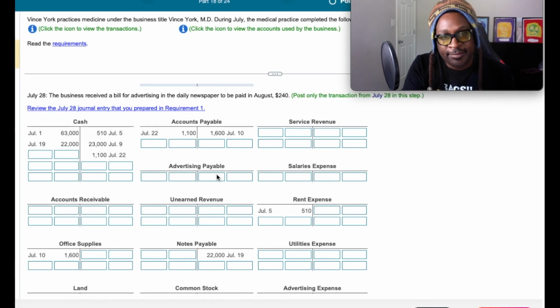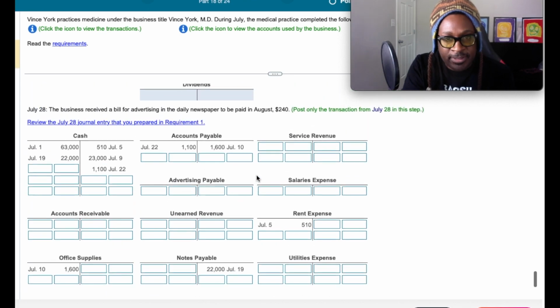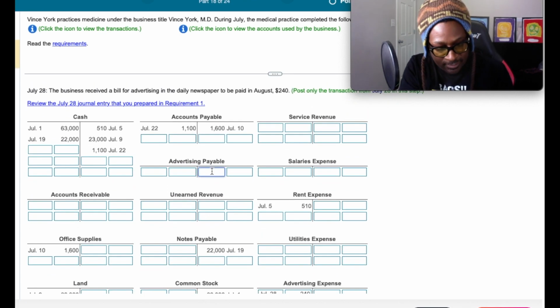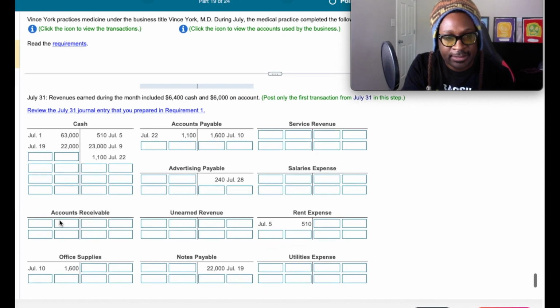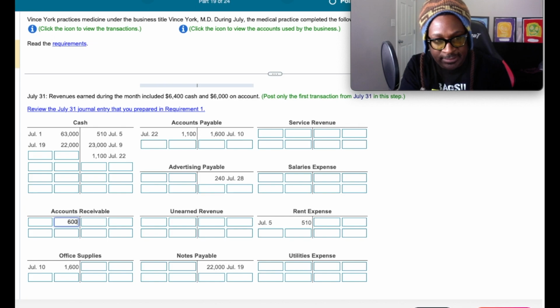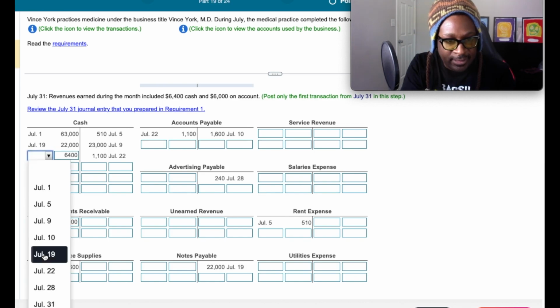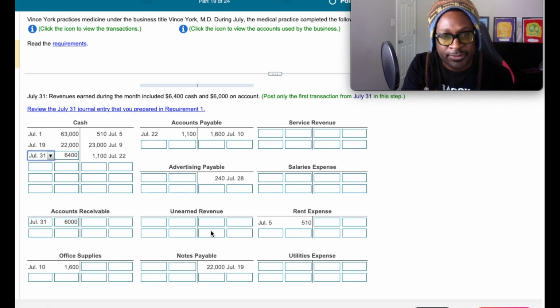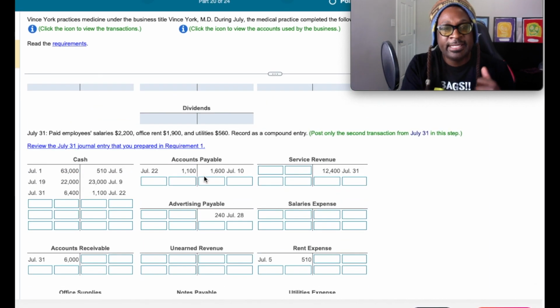Next, the business received the advertising bill that we paid the following month. Remember, we debited advertising expense for $240 and we credited advertising payable for the $240. Next, we earned some revenues during the month, and we received cash, and we had to set up our accounts receivable. So we debited accounts receivable for $6,000. We also debited cash for $6,400. And we credited service revenue for the $12,400.